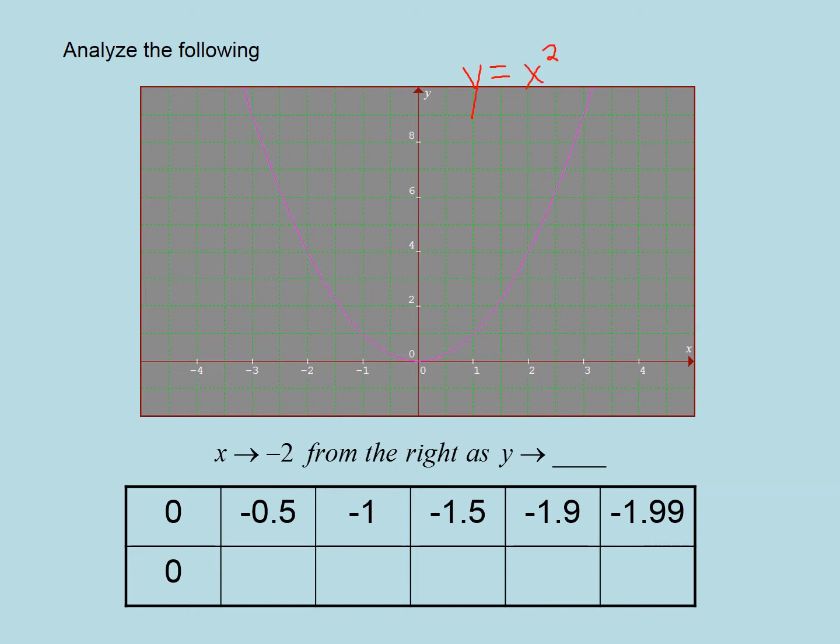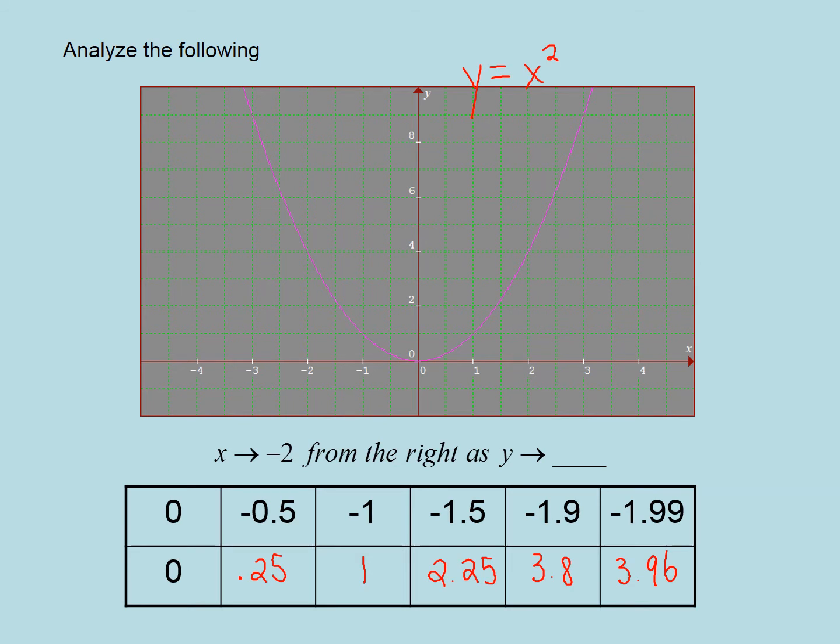If we were to complete this table of values, the function that we're working with is y equals x squared. So we would plug these values into the function. We would have negative 0.5 squared, negative 1 squared, negative 1.5 squared, negative 1.9 squared, and negative 1.99 squared. So we're looking at this numerically.